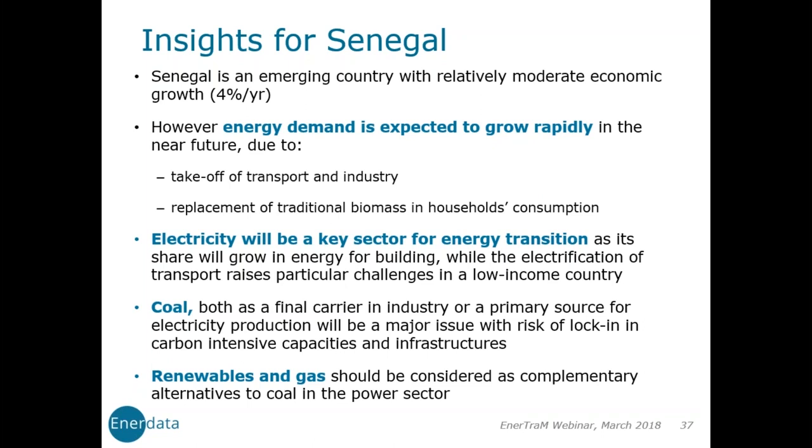Electricity will be a key factor for energy transition, as its share will grow in energy for buildings, while the electrification of transport indeed raises particular challenges in a low-income country. Coal, both as a final carrier in industry and as a primary source for electricity, will be a major issue, with again, as in the case of Vietnam, risks of locking in carbon-intensive capacities and infrastructure. Renewable and gas should be considered in this context as complementary alternatives to coal in the power sector.